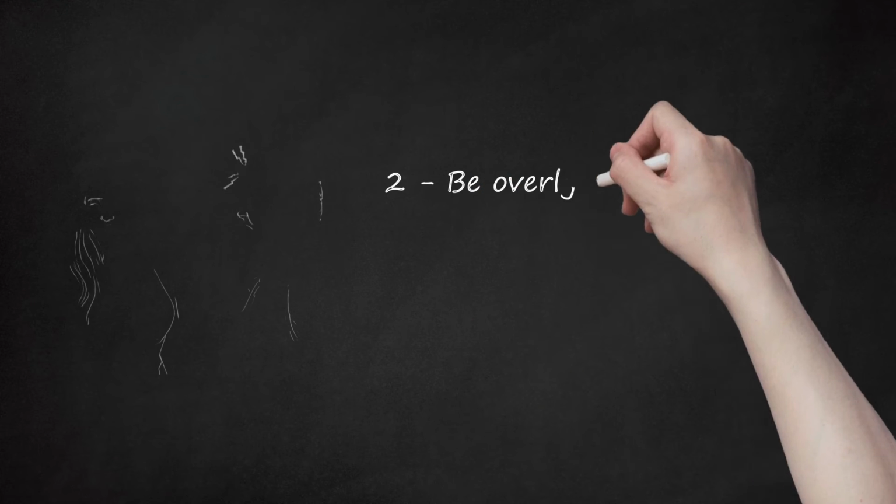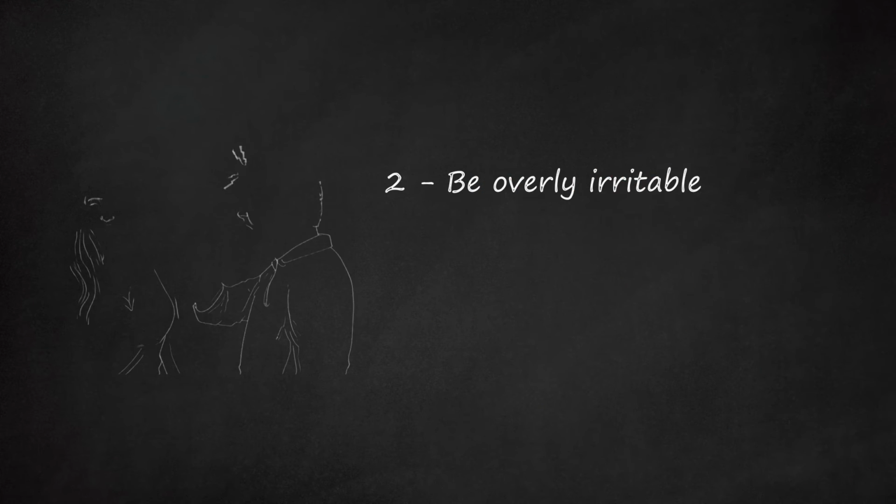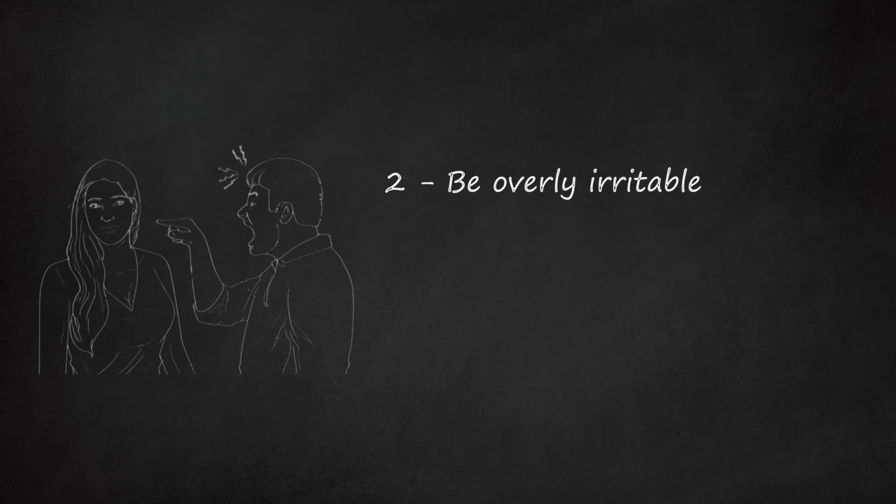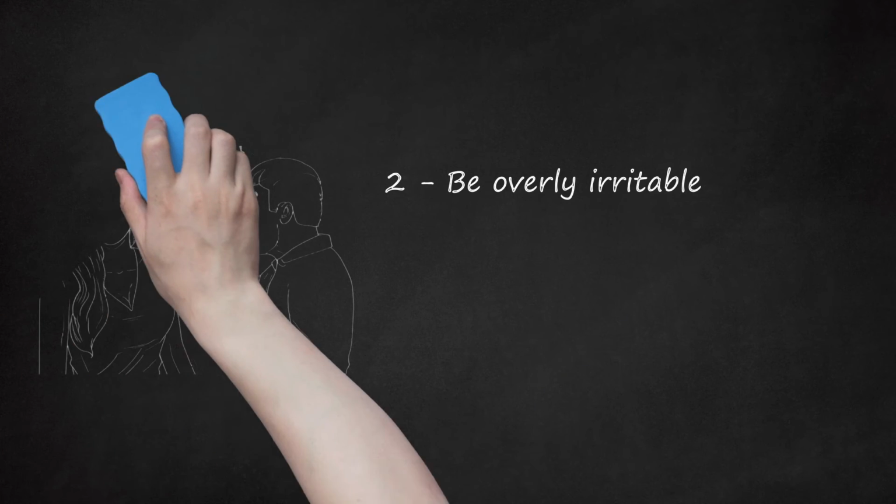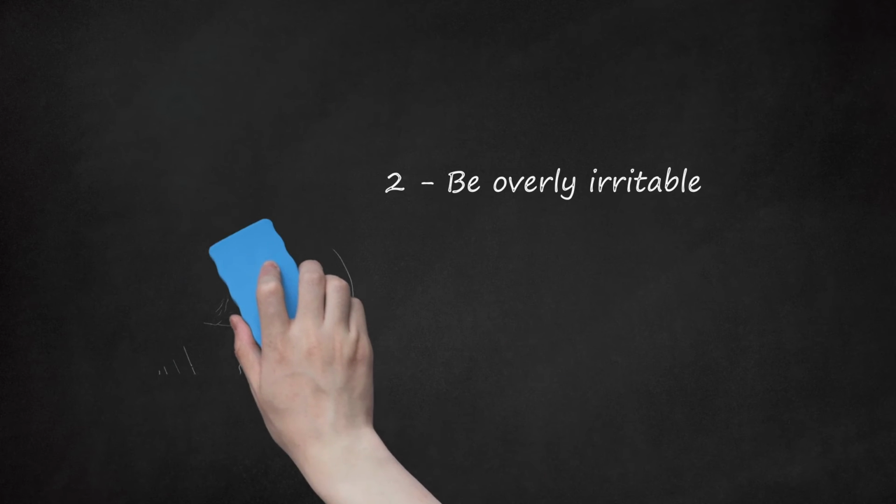2. Be overly irritable. Whenever you have a headache, normal things tend to be annoying. When faking a headache, pretend that things irritate you easier than normal. React differently to those around you and get frustrated at things that normally don't bother you. This will make people think the pain of the headache is getting to you.